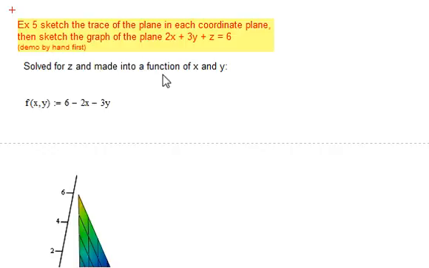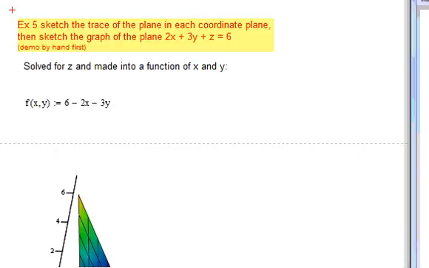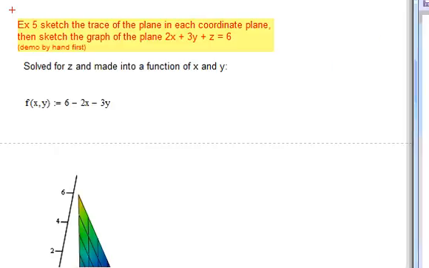So here's another example. Sketch the trace of the plane in each of the coordinate planes. Then sketch the graph of the plane 2x plus 3y plus z equals 6. Not an easy one. So I can use my software to do it, and we'll do that below, but let me show you what you would have to do by hand first, okay? We got 2x plus 3y plus z equals 6.